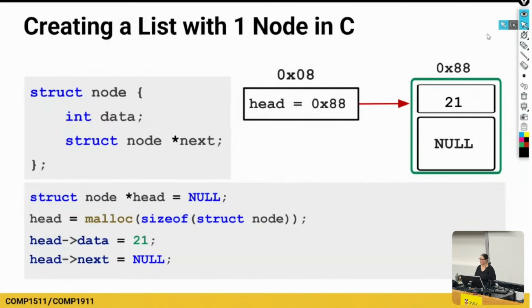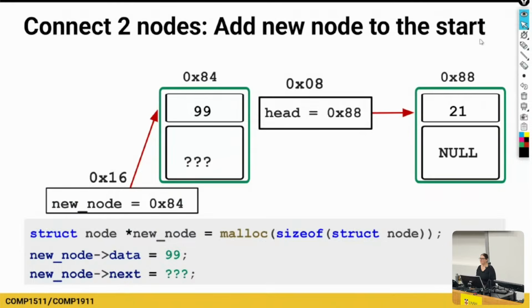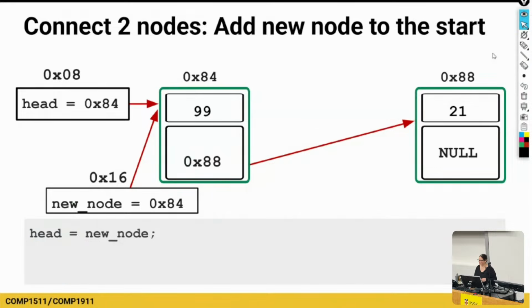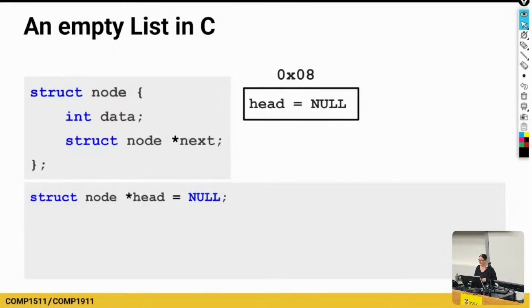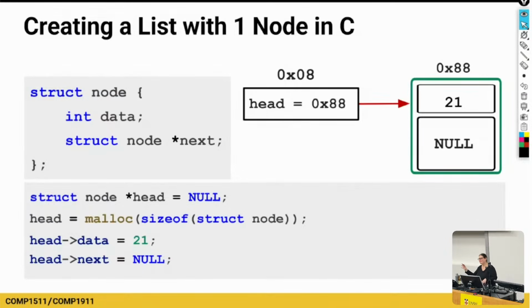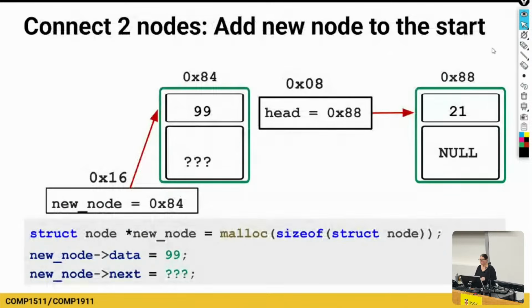But just say we want to add another node to our list. At this point, we could put it after the 21. We could put it after this node and connect it up there. We could put it after the 21 in the list or before it. Now, today, I'm going to add a node before it. And we did look at this last time.